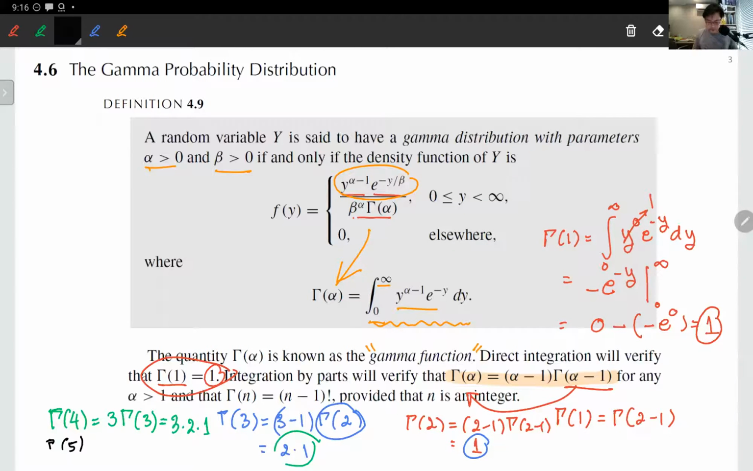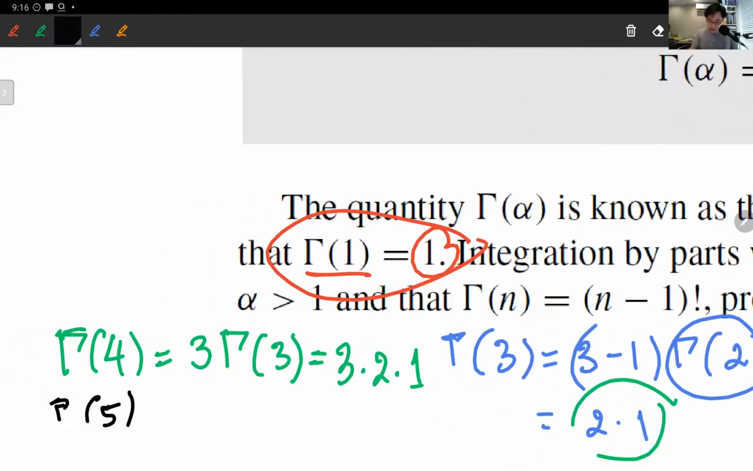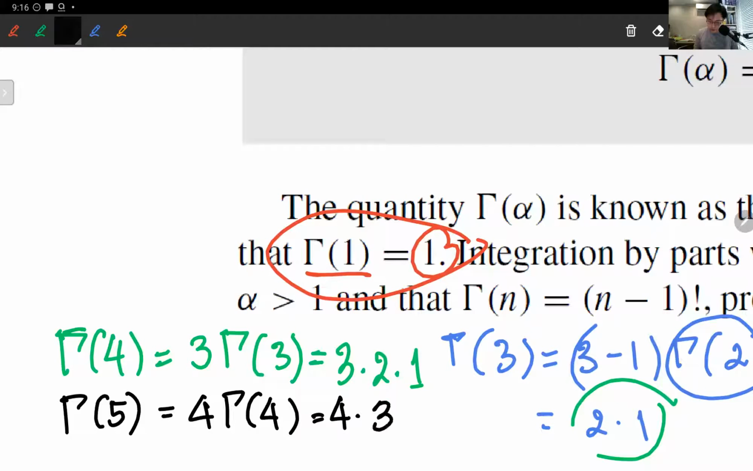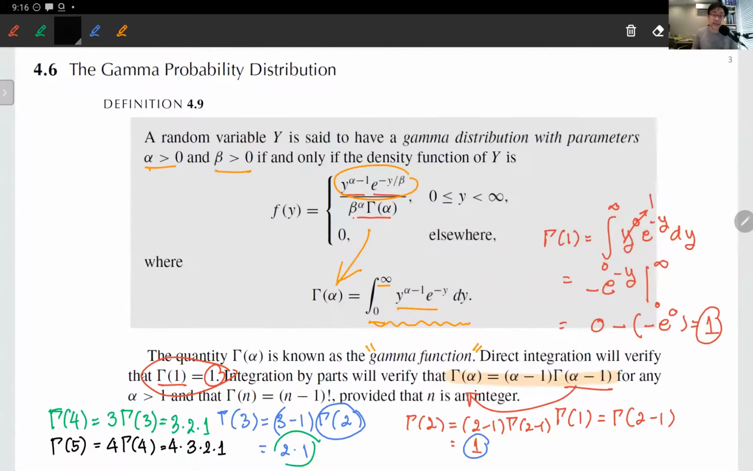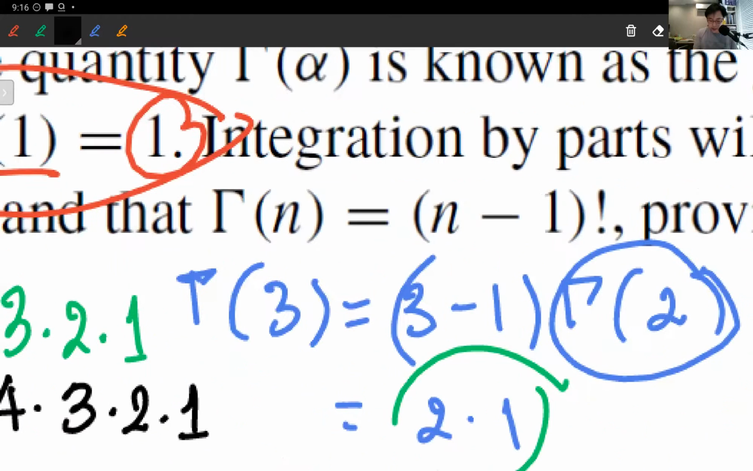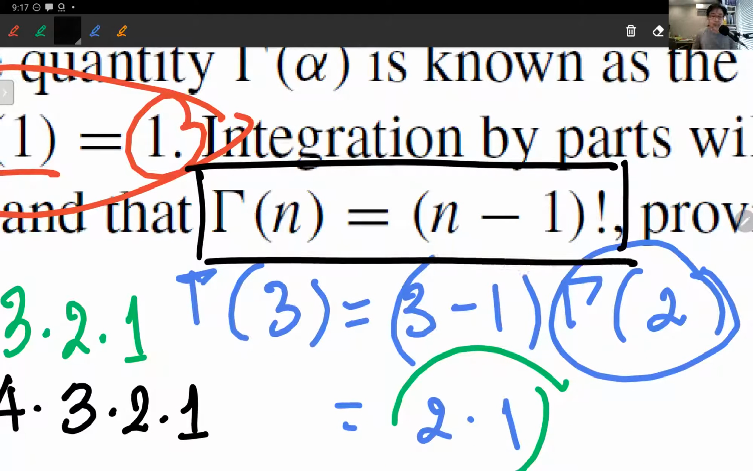Oh, yeah. Okay, let me zoom in. Sorry, guys. You might not be able to see this if I don't zoom in. So if I try gamma 5, it's going to be 4 times gamma 4. But you already figured out that gamma of 4 is 3, 2, 1. So it's going to be 4 times 3 times 2 times 1. See that? And that is it, guys. It turns out the gamma function can actually give you a connection to the factorial right there. And from this conclusion, you get this expression right here: the gamma of n is actually n minus 1 factorial.